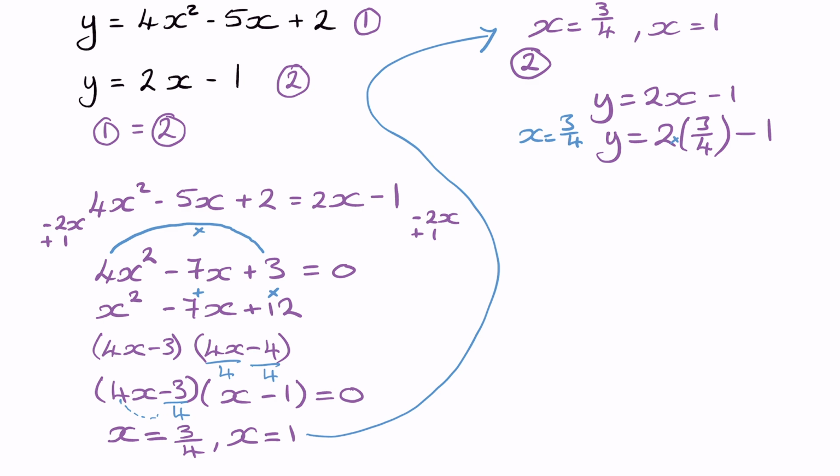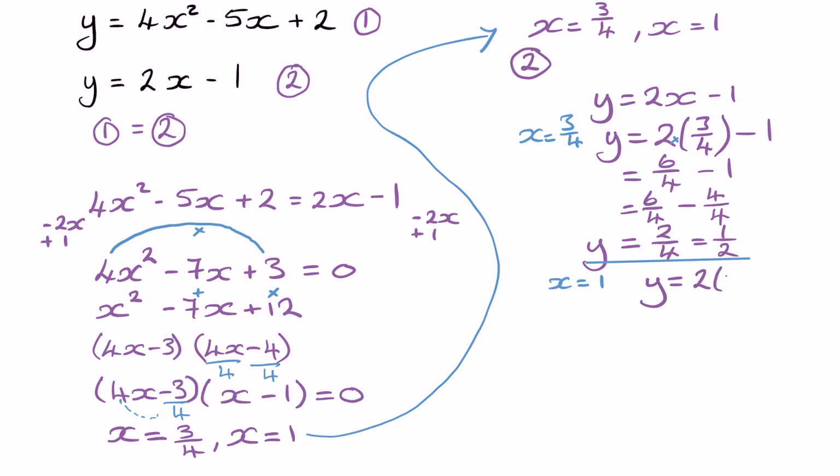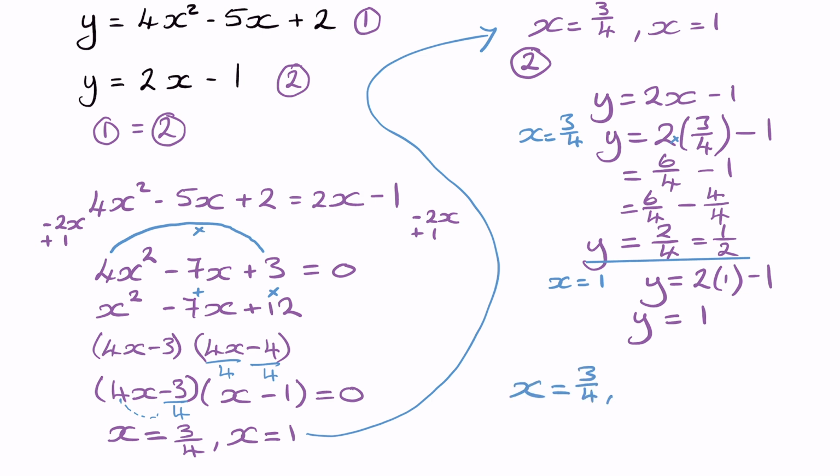So then we have 2 times 3/4, and that is 6/4 minus 1, which is the same as 6/4 minus 4/4. And so we end up with y equals 2/4, which simplifies to 1/2. So there's one of our y values. And then we've got the second one where we have x equals 1, y equals 2, bracket 1, minus 1, which equals 2 times 1 is 2, minus the 1, y equals 1. So our solutions, x equals 3/4 and y equals 1/2, and x equals 1 and y equals 1.